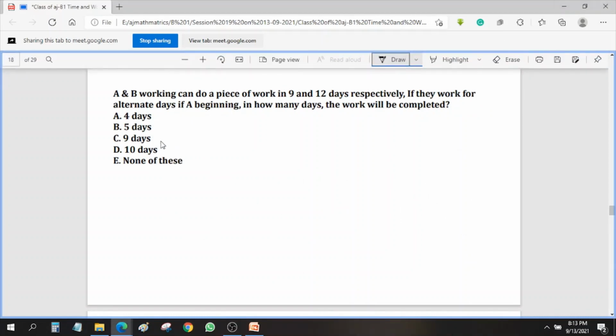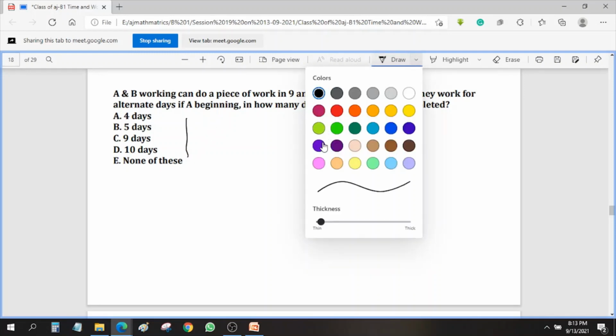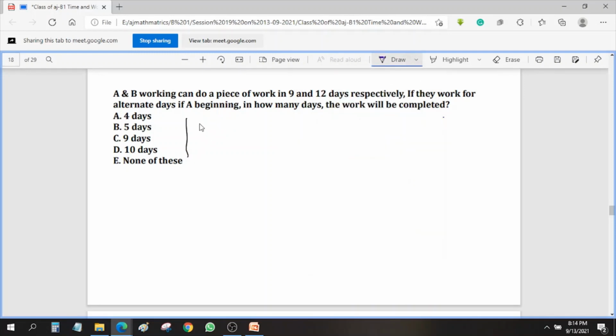A can complete the work in 9 days, which means 1 day's work is 1 by 9. And B can take 12 days, which means 1 day's work is 1 by 12. Now, alternate means if A does the work on the first day, B on the second day, A on the third day, B on the fourth day, A on the fifth day, B on the sixth day, something like this.